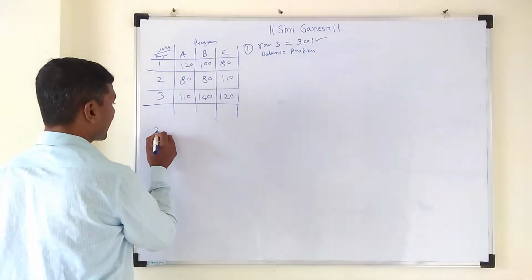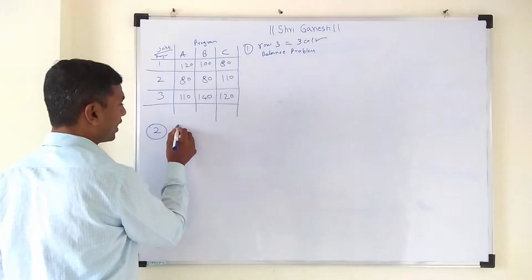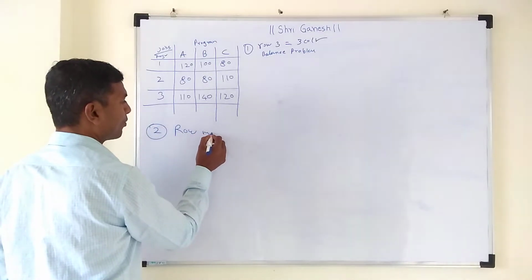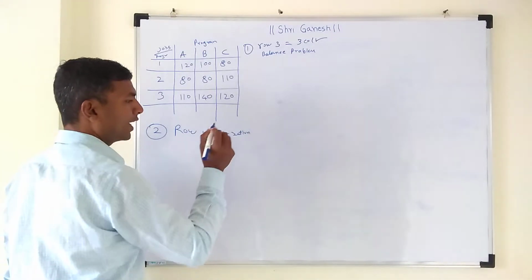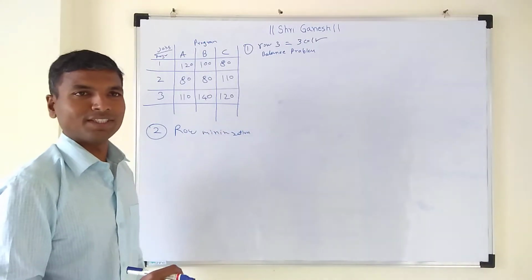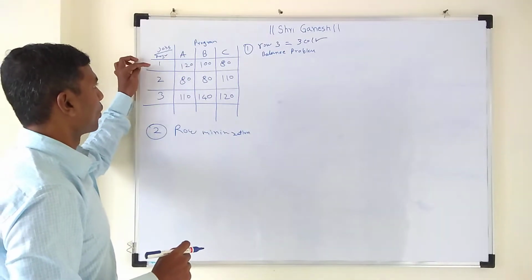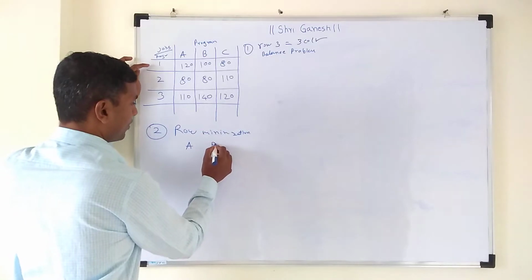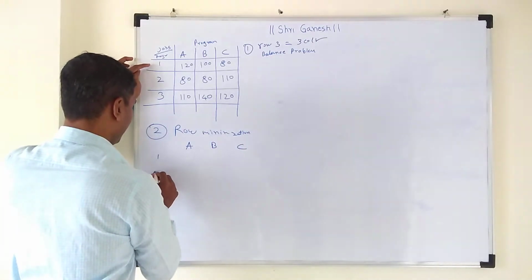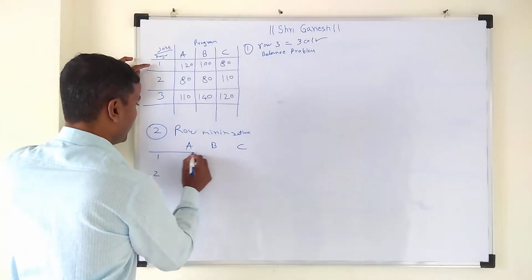Then we will go for the second step. The second step is called row minimization. So how to do the row minimization? Now you have to go row by row. We will select the first row. So first we'll write down the column headings, 1, 2, and 3.